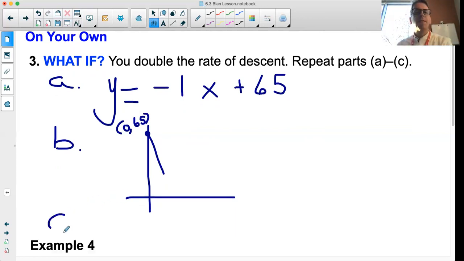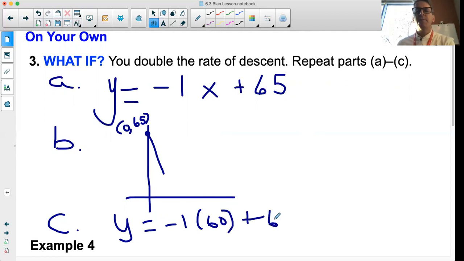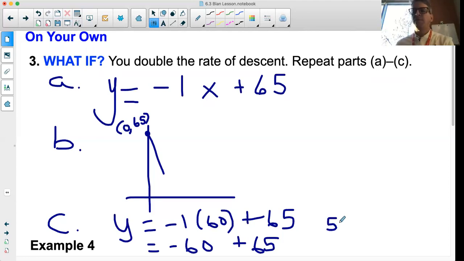Letter C asks, find the height of the UAV when you stop the descent after 1 hour. So we're going to convert to 60 minutes again. So y is equal to negative 1 times 60 minutes plus 65. So after 1 hour, the UAV will be at negative 60 plus 65. Doubling the descent will put you at 5,000 feet. 5,000 feet for letter C.